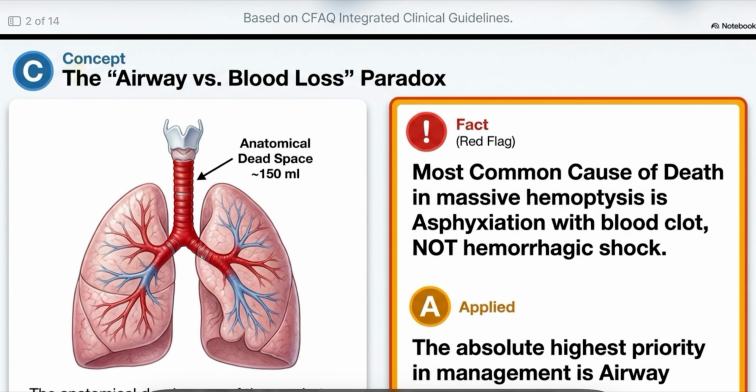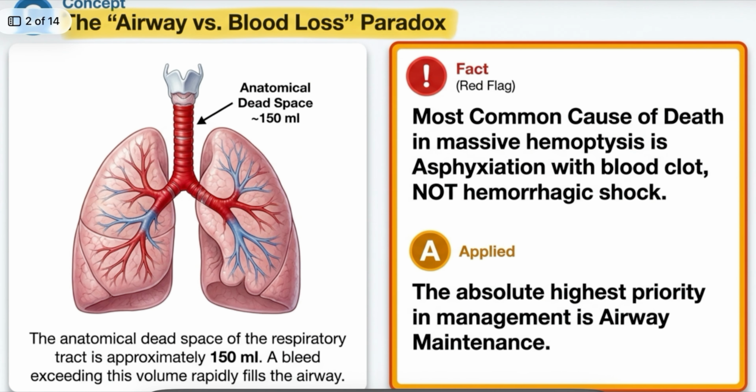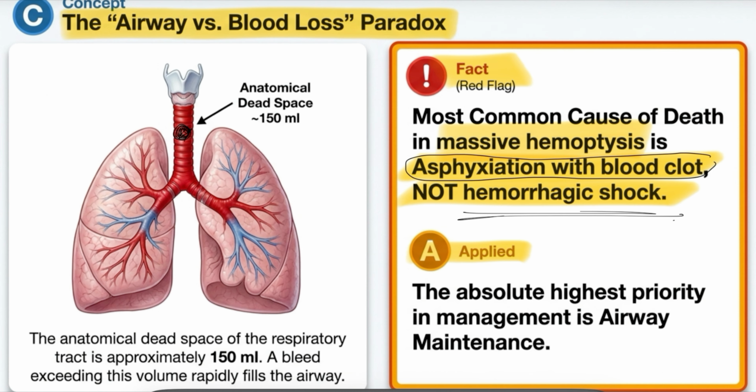The first slide is the airway versus the blood loss paradox. So we have the red flag and its applied aspect. Most commonly the cause of death in massive hemoptysis is asphyxiation with a blood clot, not hemorrhagic shock. You have to remember death occurs due to asphyxiation with a blood clot. There will be deposition of a clot here and the patient will be unable to breathe. That's what happens, not hemorrhagic shock.